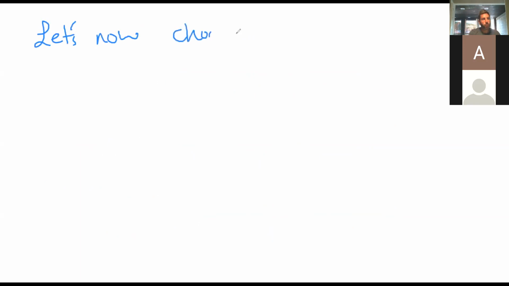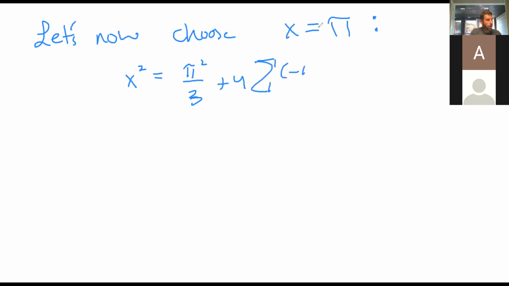So let's now choose x to be pi. When I choose x to be pi, what do I get on the left-hand side? Well, let's write down the formula once again. We have x squared, which is, by the big theorem, equal to its Fourier series: pi squared over 3 plus 4 times this creature.